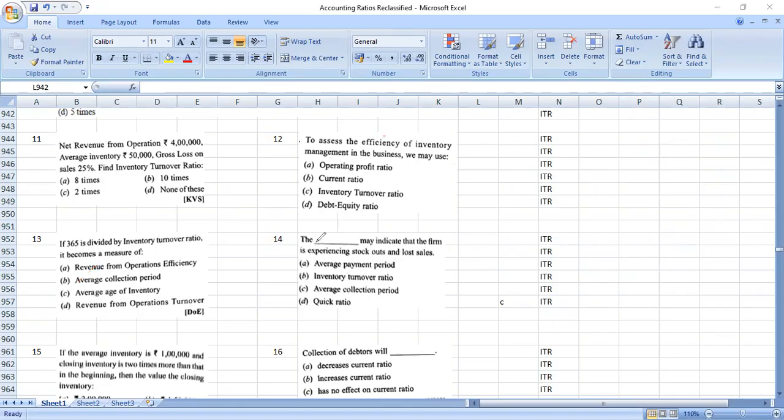The dash may indicate that the firm is experiencing stockouts, inventory turnover ratio.